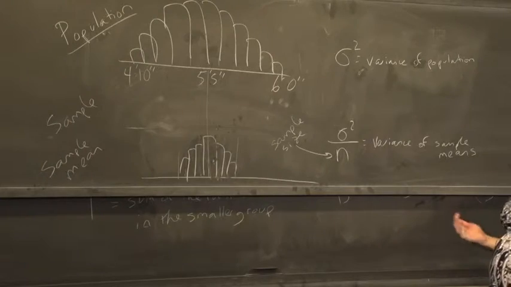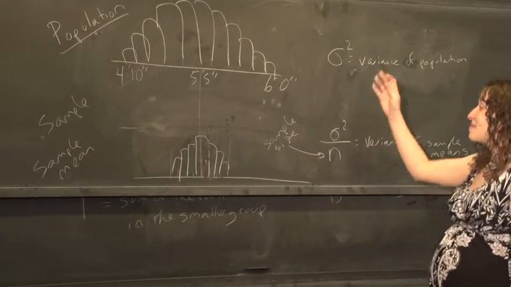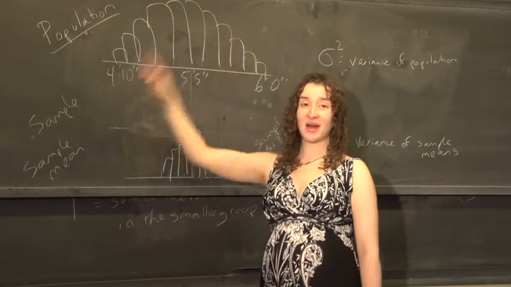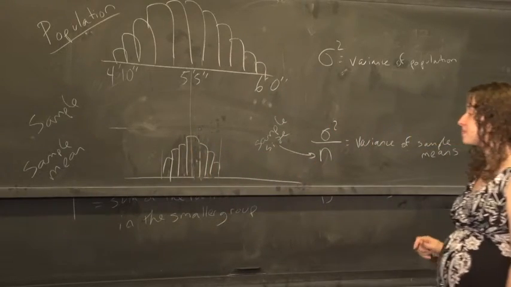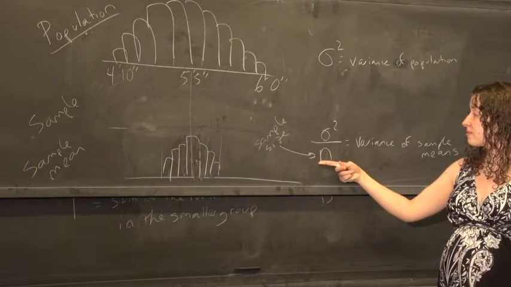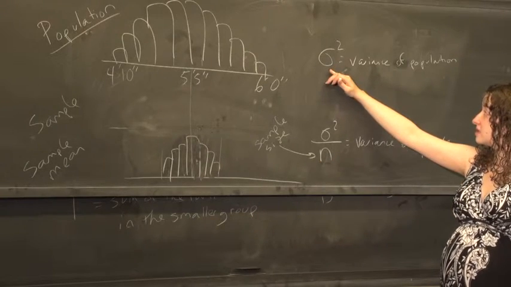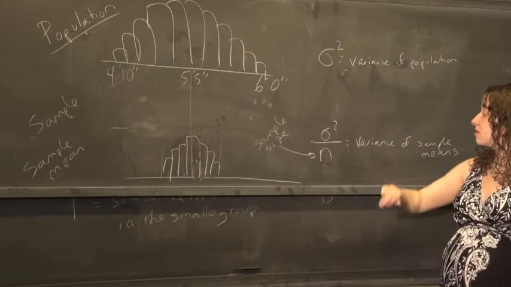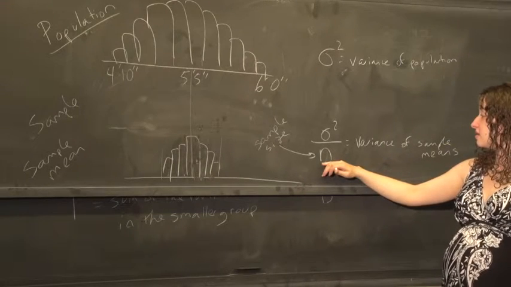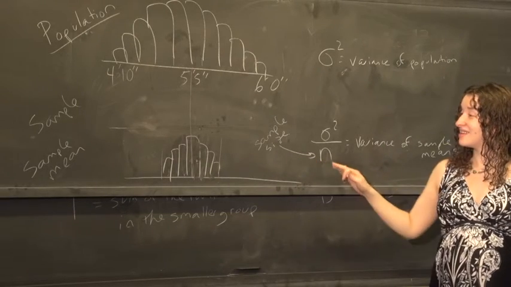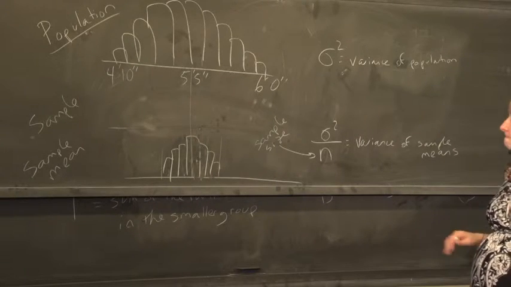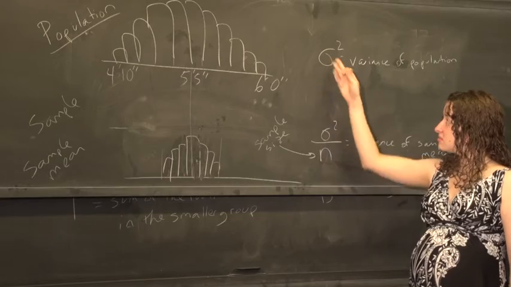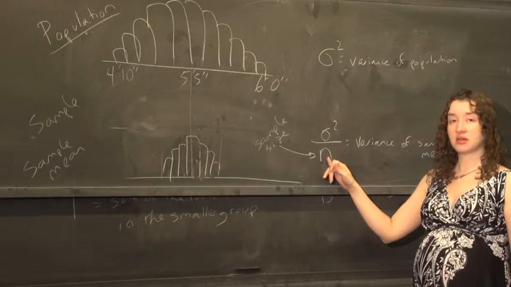So the idea with these variances is the bigger the number, the more spread out these values are. The smaller the number, the less spread out these values are. Here's the variance of the population. Here's the variance of the sample means that we'd get if we repeatedly drew samples from that population. This is the same quantity divided by some number, right?